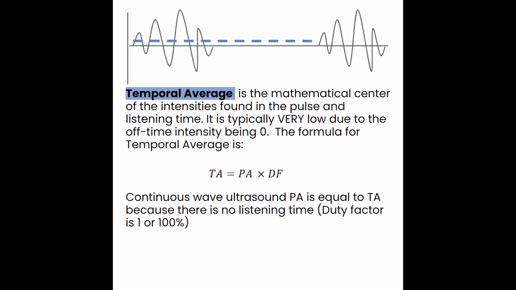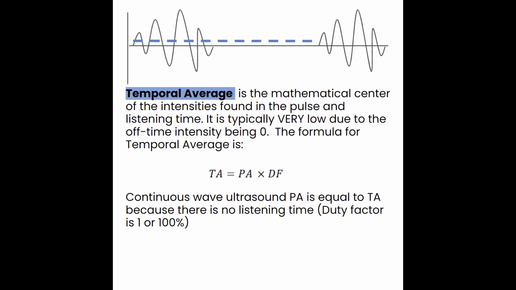Now, the temporal average is considered during the on time of the pulse and the off time of the pulse. So we do have intensities found within the on time that we will consider, but when we consider all the time in the off time, remember that had an intensity of 0. So the temporal average tends to be much lower than the temporal peak and the pulse average because it is considering all of that off time. And we'd be able to calculate the temporal average by multiplying the duty factor by the pulse average.